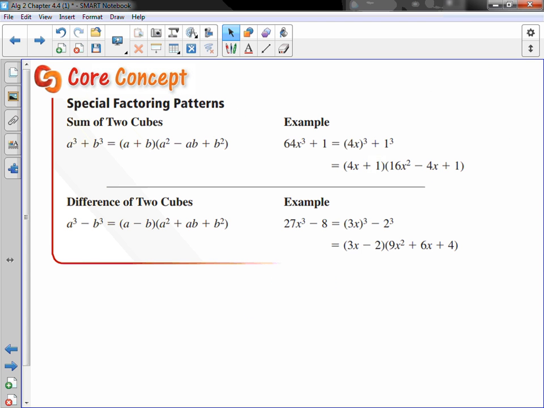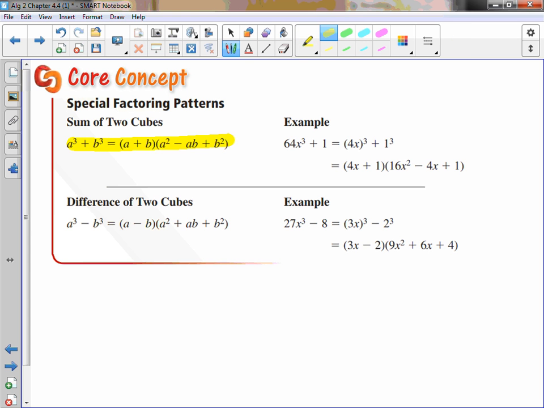I want to move on to this here: difference and sum of perfect cubes. The difference and sum of perfect cubes. So on your note sheets, let me get the highlighter. You need to write both of these down.